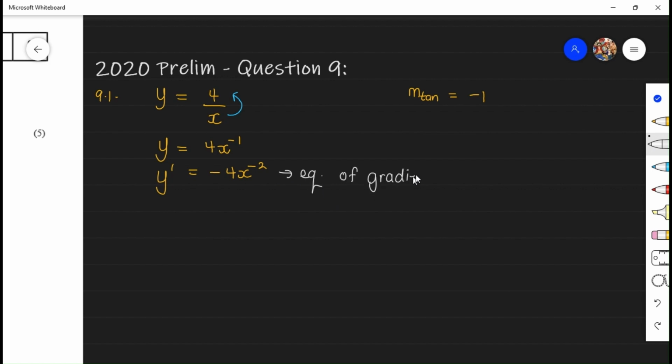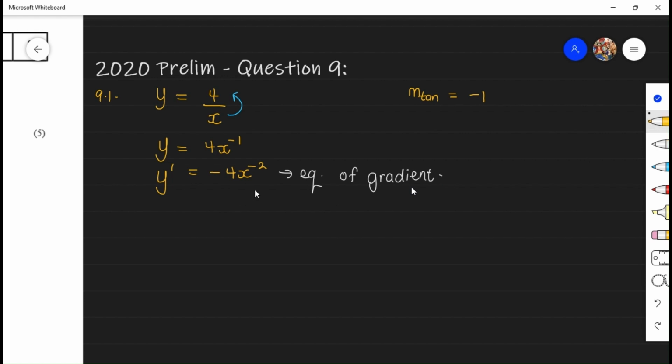We can use this equation to find the gradient at any point on our curve. If we want to find the gradient at x equals 1, x equals 2, x equals negative 2, x equals 10, we can use this equation. All we need to do is substitute the x value at that point to get the gradient at that point. Why? Because the gradient of a curve is constantly changing. It's not constant as it is with a line.